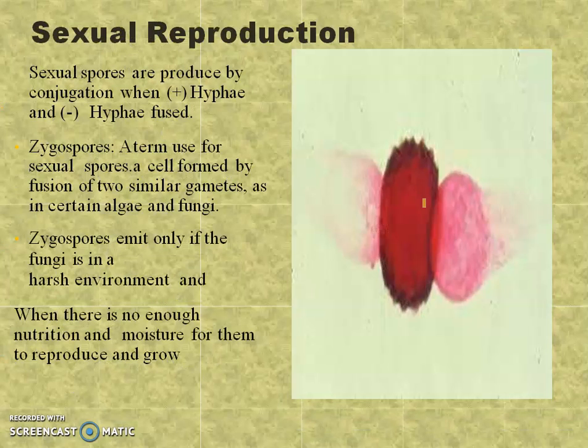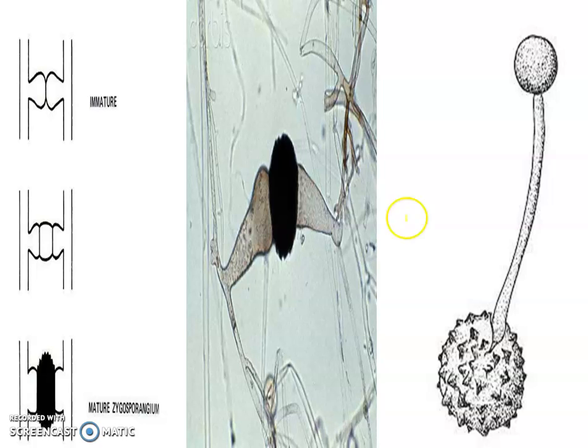Sexual reproduction occurs by means of zygospores. That means two hyphae will join, and the plus and minus strain hyphae will join to form a zygospore. So this zygospore will then mature. Here you can see the two hyphae come in contact, and then a new spore is formed. This is the zygospore, which germinates into a new mold.